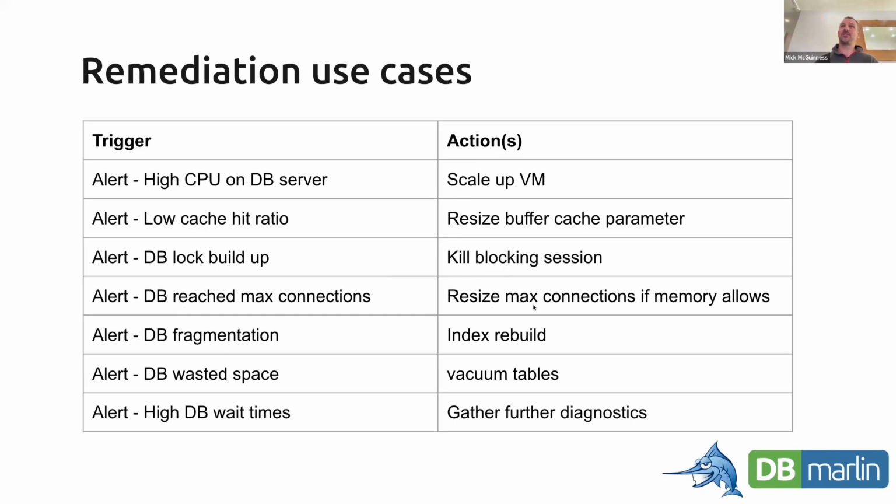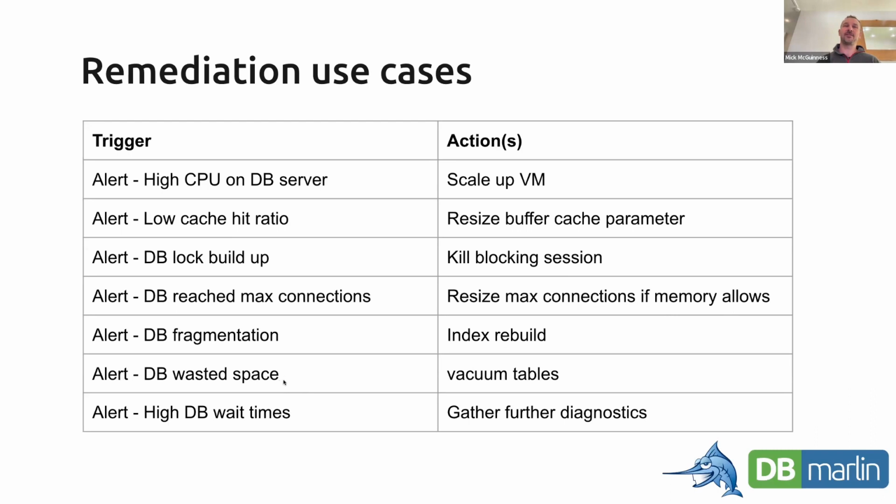So the course of action there may be to, again, change your database parameter, increase your max connections, if memory allows. Obviously you don't want to size max connections too high if you don't have the memory on the box to support that. Fragmentation, index rebuilds, that's general database maintenance tasks that you would do on a periodic basis. So you could look to automate those.